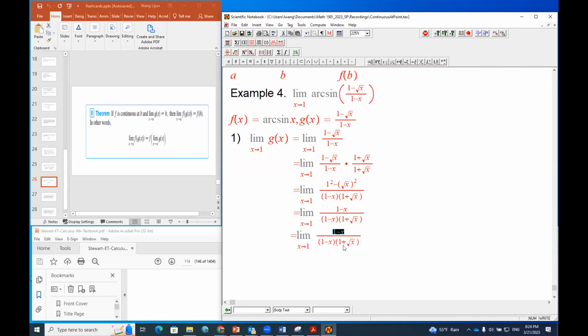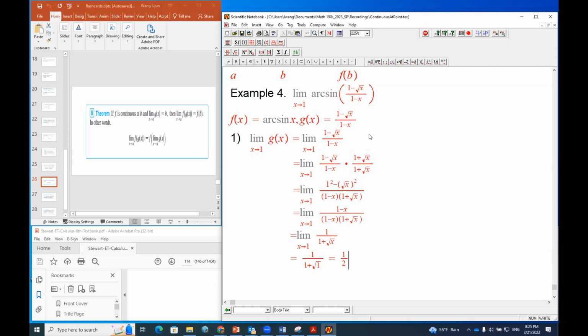Okay, so remove the 1 minus x in the bottom, and we can remove this parentheses. Now we can do direct substitution because this is a quotient of two functions, and this function is defined at 1. The limit is just a direct substitution, which gives us 1 over 1 plus root 1. This step can be omitted, and that's 1 over 2.